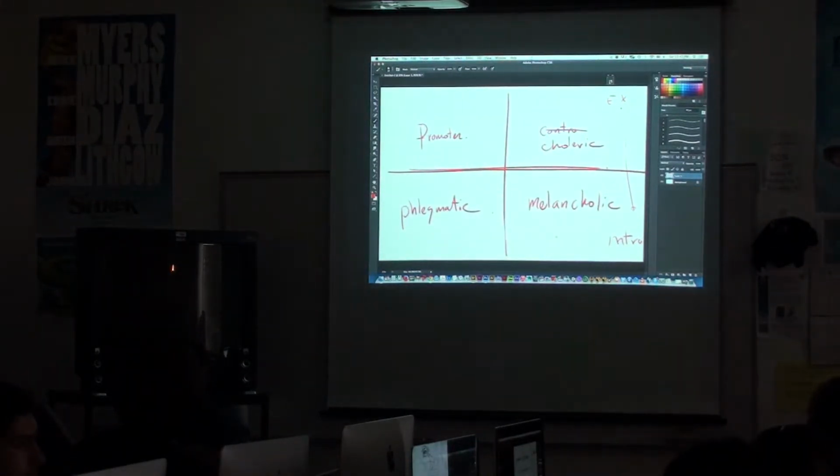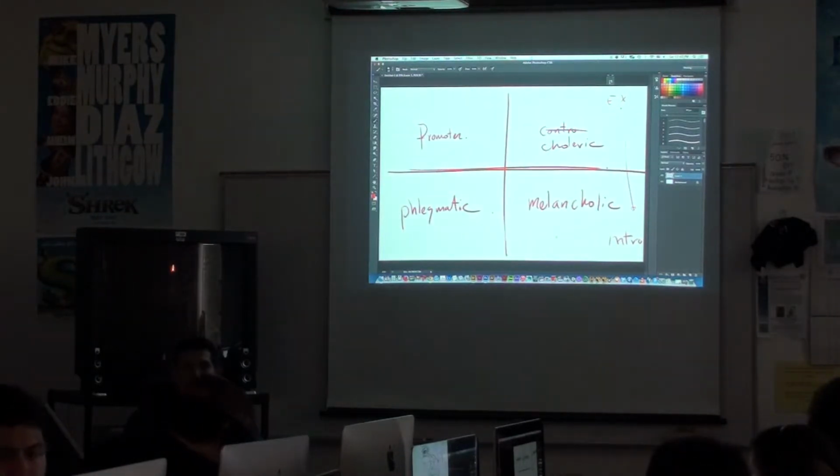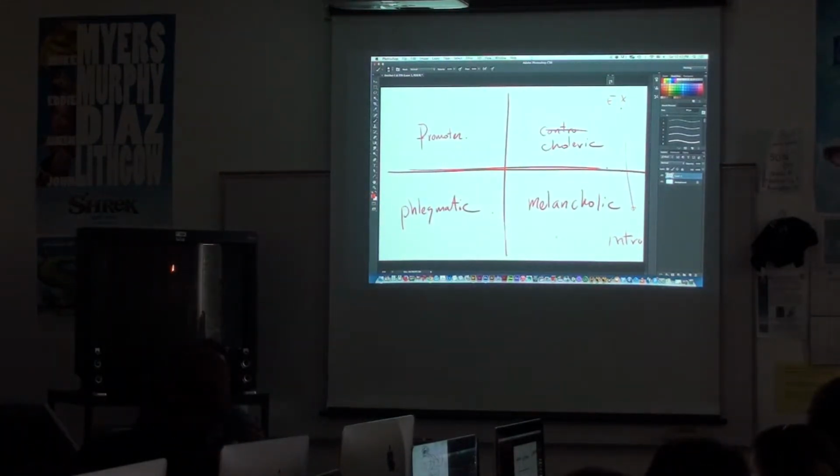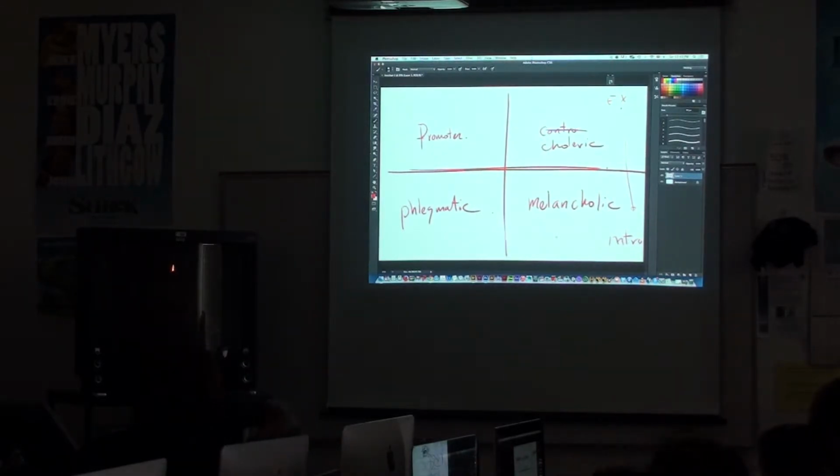Now, same thing with the promoter. If it's a promoter controller, it's gonna be something that's quiet and everything, but it's a good leader still. Like, it's a leader to follow and it's fun, right? If I make a promoter phlegmatic, it's gonna be a promoter who's like chill, but he's still really warm and cares about you.